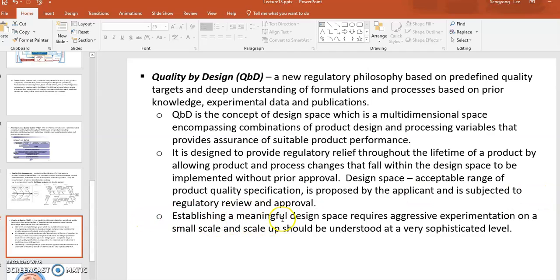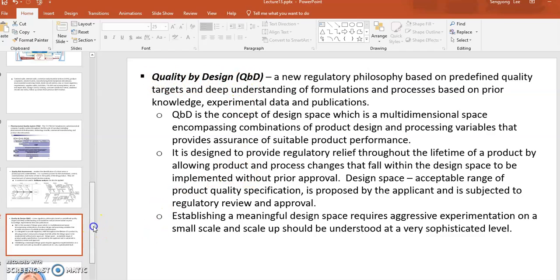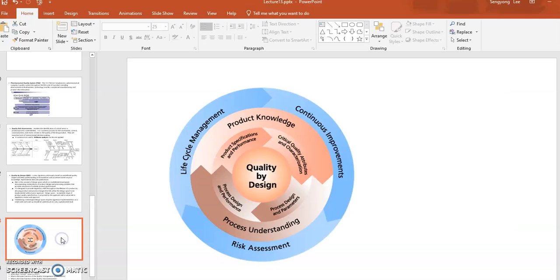So that establishes a meaningful design space, requires aggressive experimentation on a small scale, and scale up should be understood at a very sophisticated level. So quality engineers will come up with this concept before they execute this design. That's what it is. Okay, so if you build your manufacturing operation based on quality by design, you can minimize the problems later on. That's what it is.